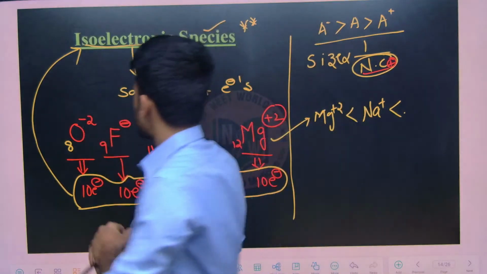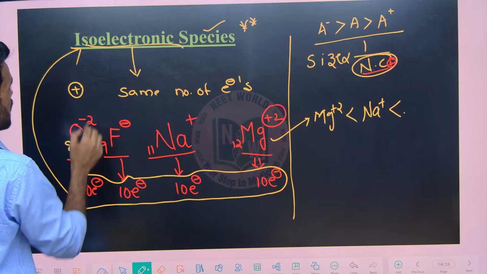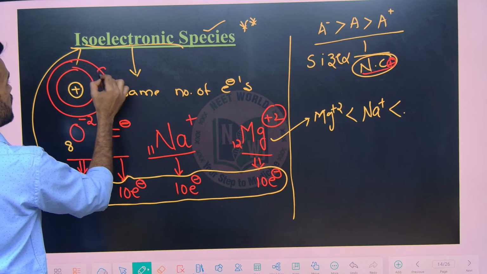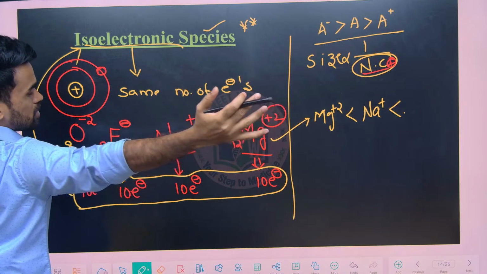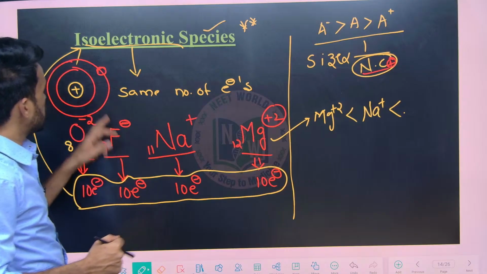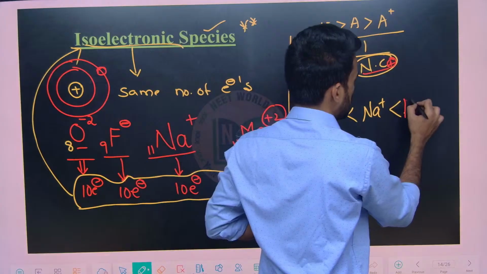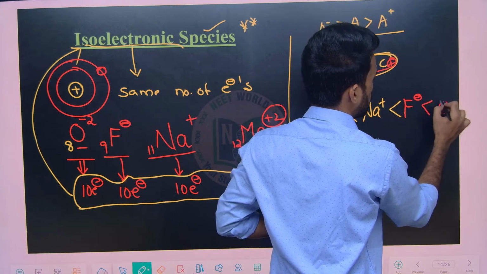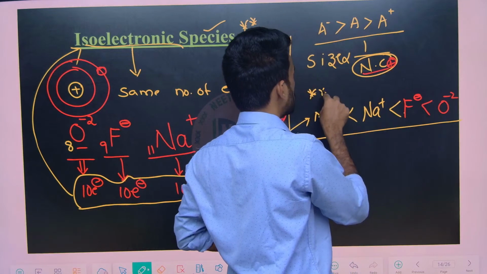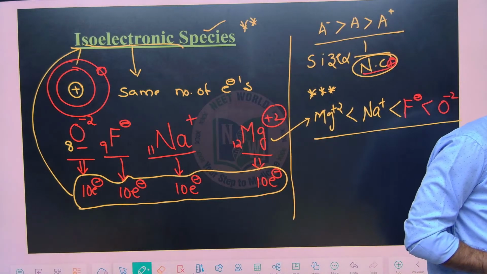Why bigger size? If this is the size of an atom, when you are adding electrons, what happens? That electron cloud will be expanded like this. When you are adding electrons here, the electron cloud expands and the size becomes bigger. That's why I am saying, the more the negative charge, the larger the size. So you can take here F minus and finally here O minus 2. So this will be your final answer, the final conclusion of the discussion. Is this clear, guys, everyone?